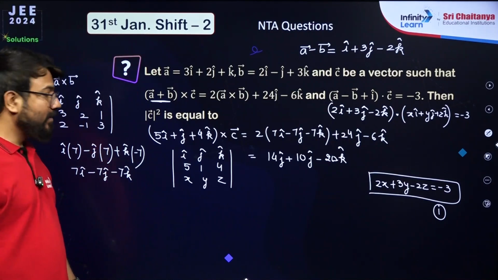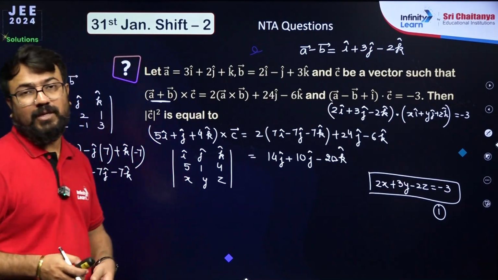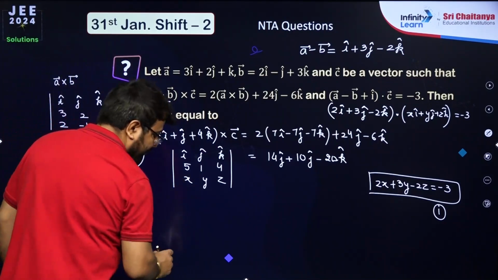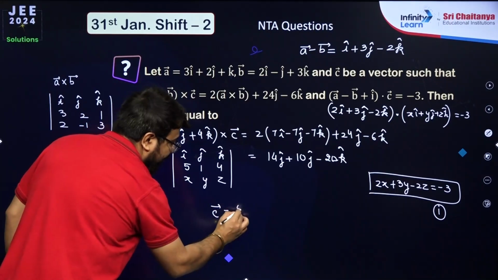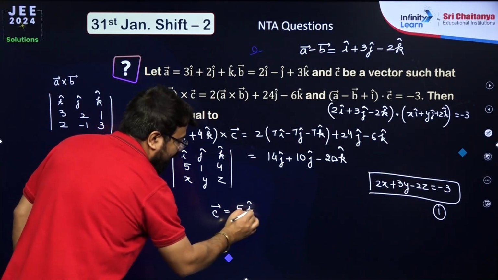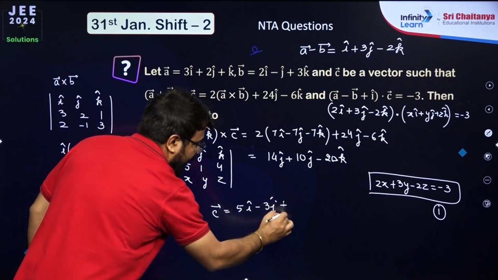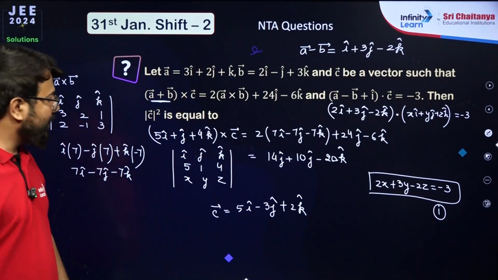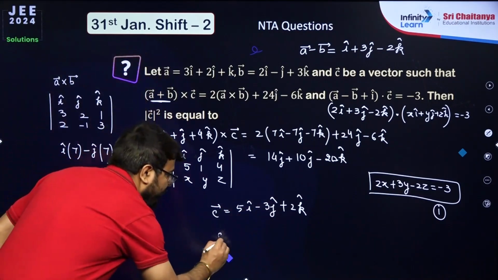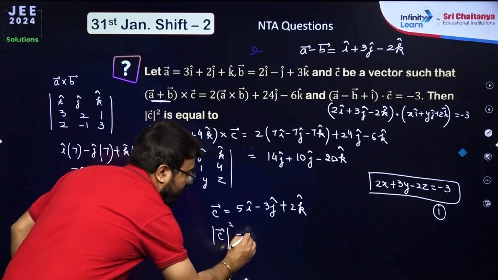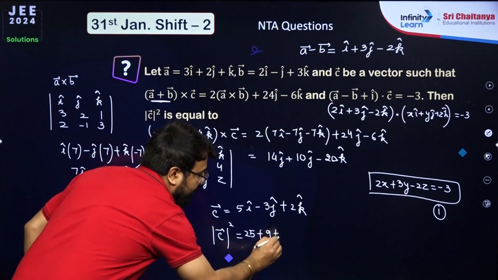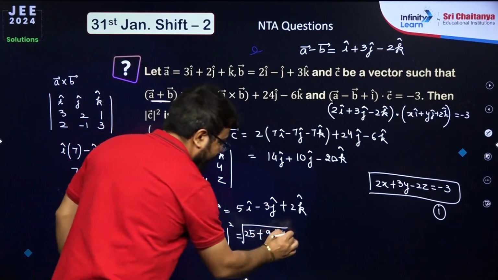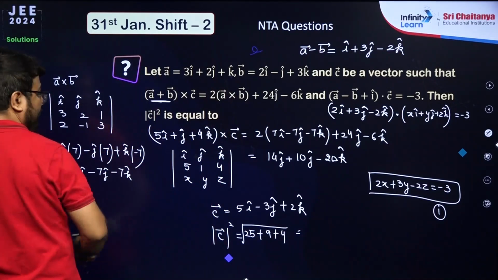On comparing, I will be able to get 3 relationships from here so that I can get the value of x, y, z. So finally, we can write directly the c vector will be 5i, you just perform the calculation, minus 3j and plus 2k. That means x will be 5, y will be minus 3 and z will be 2. So this gives me the value of modulus: 25, 9 and 4. So that becomes 34 and 8, 38. Okay, so will it have a square root?